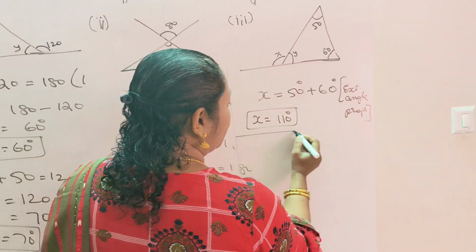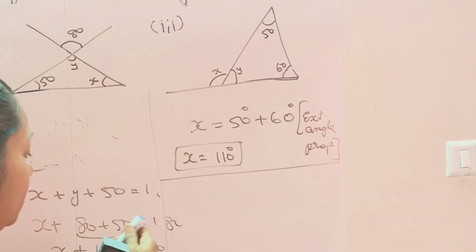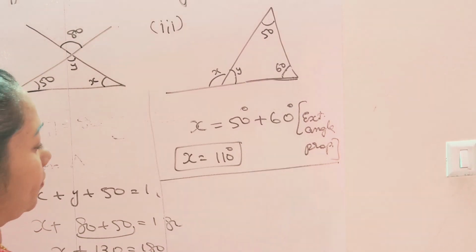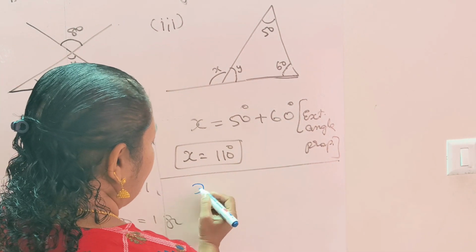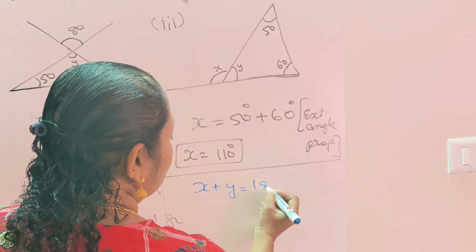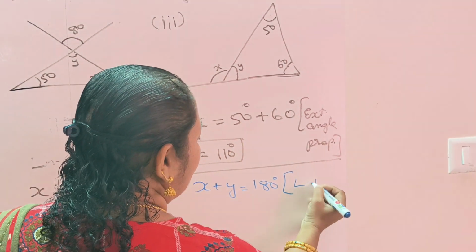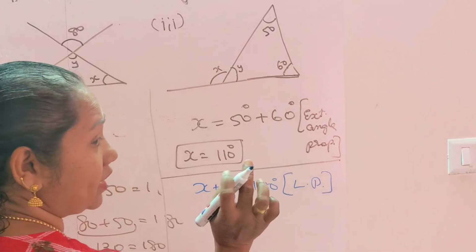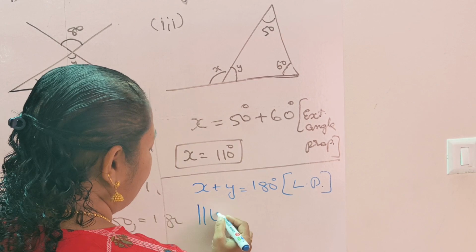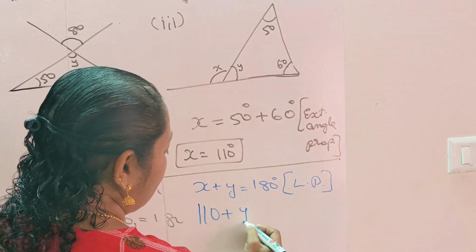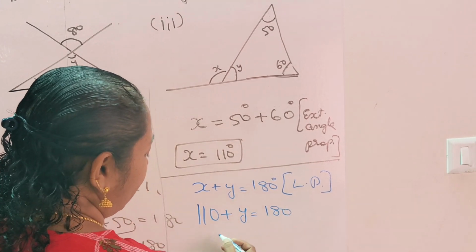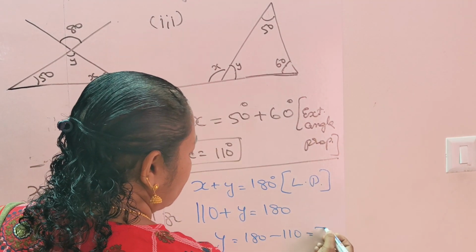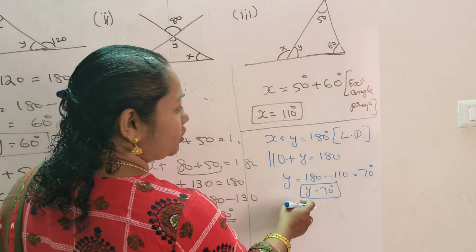For y, I already told you, we can use both ways. That is, either we can use the angle sum property, or linear pair. So let us use both ways. x plus y is equal to 180 degrees by linear pair. You have to mention the full form, okay? Don't write it as LP. So x is 110 plus y, we don't know the value of y, is equal to 180. So y is equal to 180 minus 110, that is equal to 70. The value of y is 70 degrees.